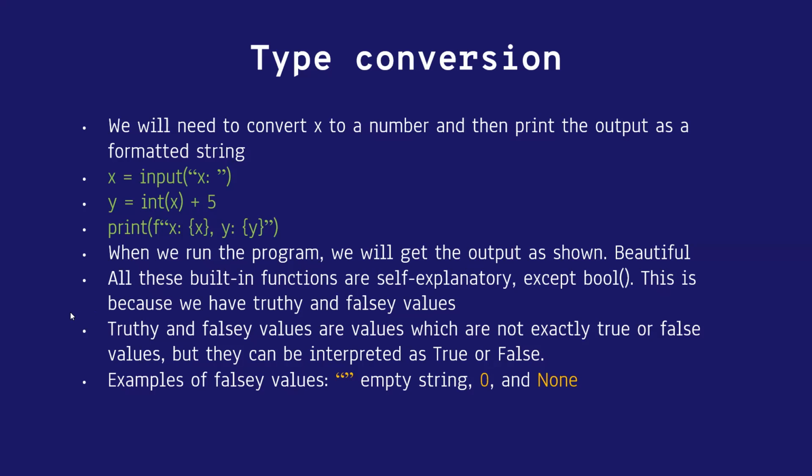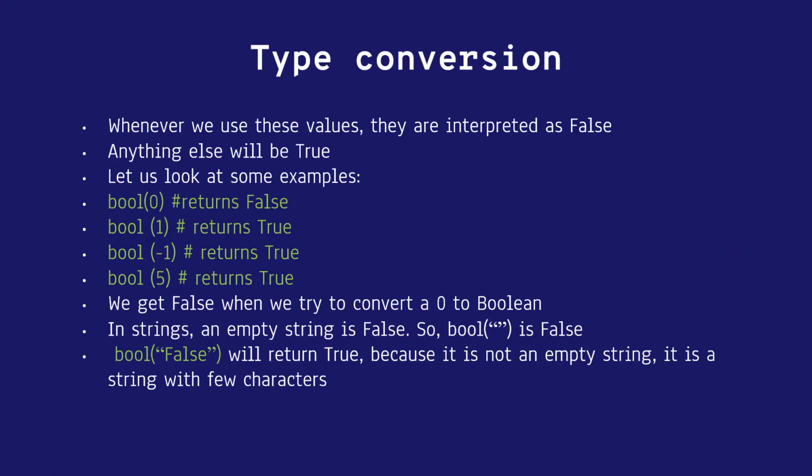All these built-in functions are self-explanatory, except the bool. This is because we have truthy and falsy values. Truthy and falsy values are values which are not exactly true or false values, but they can be interpreted as true or false. Examples of falsy values: an empty string, a 0, and none. Whenever we use these values, they are interpreted as false. Anything else will be true. Let us look at some examples.